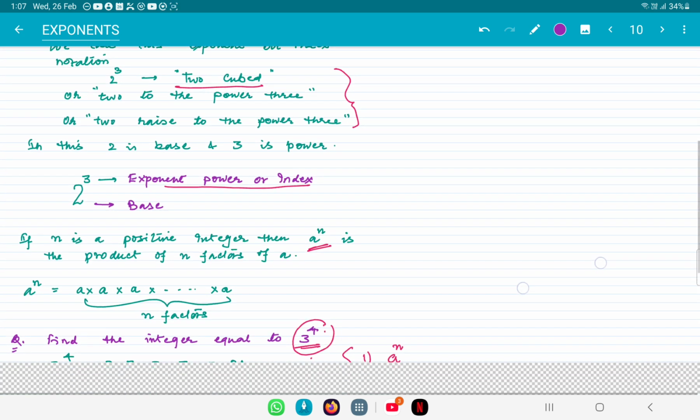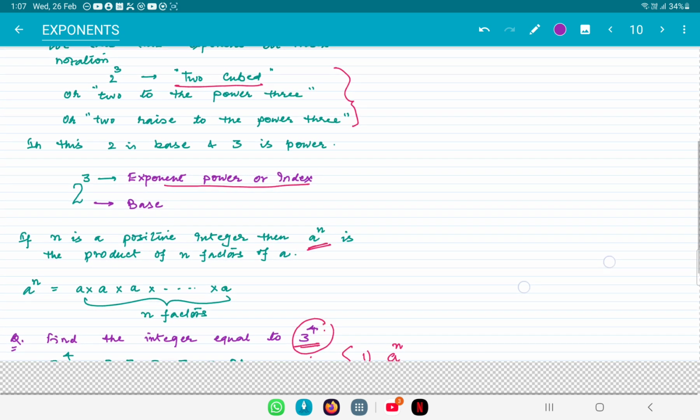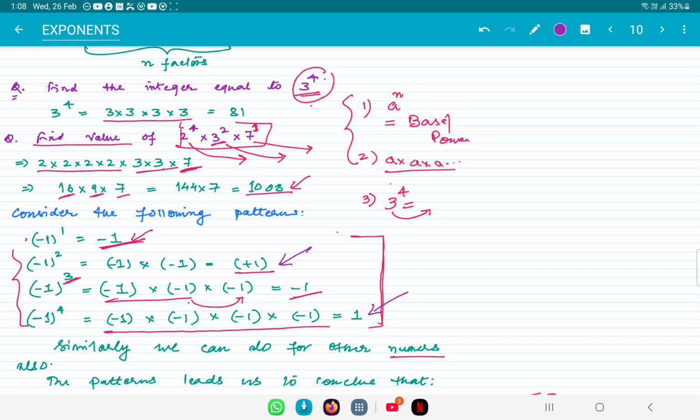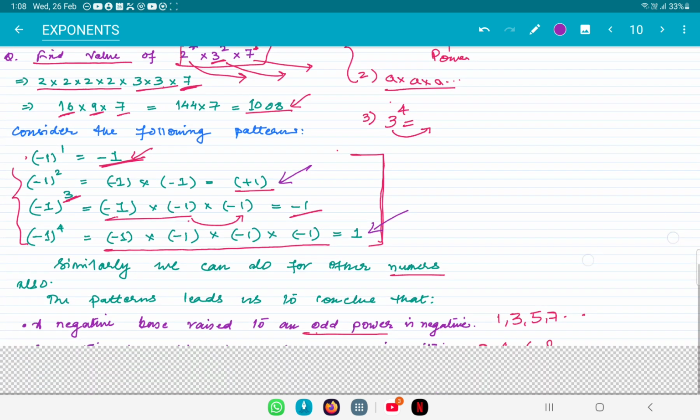After this, when we see different types of laws, we will see there are same types of bases, and with the same bases we can use different laws also. Here we have seen how we can find the value of any integer which comes in the form of base and power, and we have also seen a pattern in which our base is negative and comes with odd as well as even powers. Okay. Thank you.